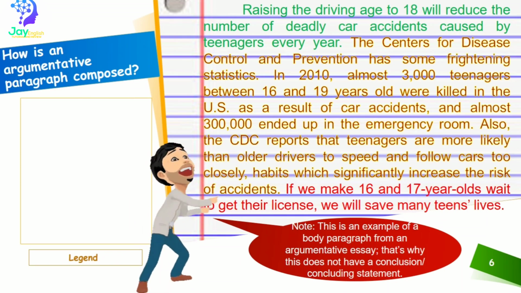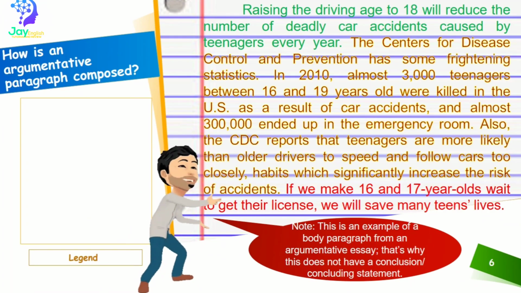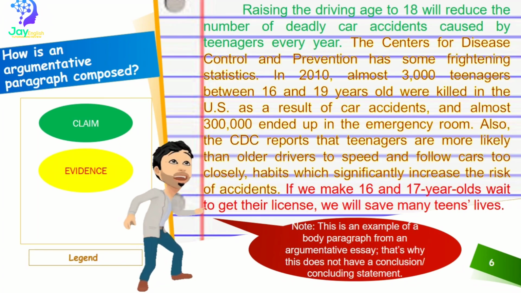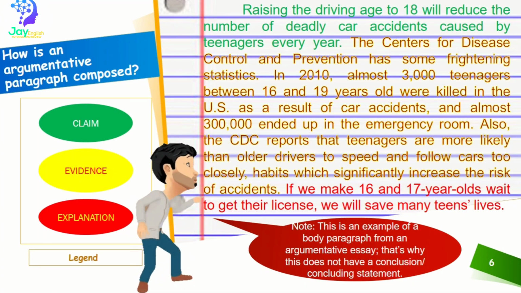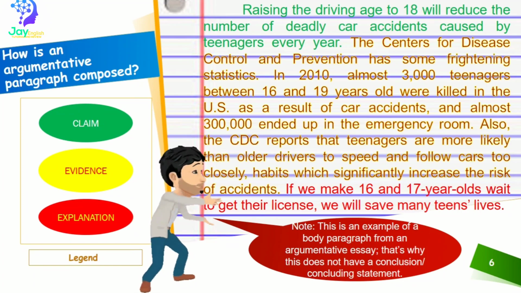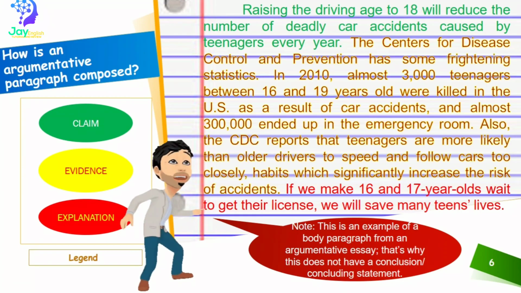How is an argumentative paragraph composed? Your argumentative paragraph always starts with a claim that is supported with relevant evidence, and an explanation or analysis should be provided too. For example, raising the driving age to 18 will reduce the number of deadly car accidents caused by teenagers every year. That's the claim. And the one in yellow is the evidence.